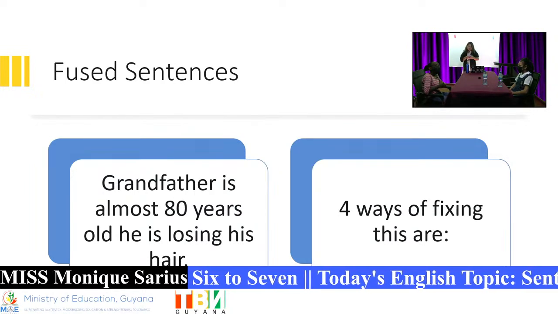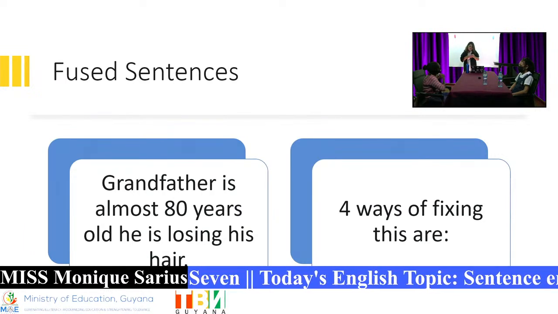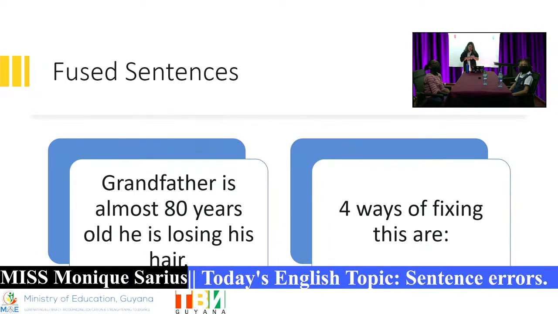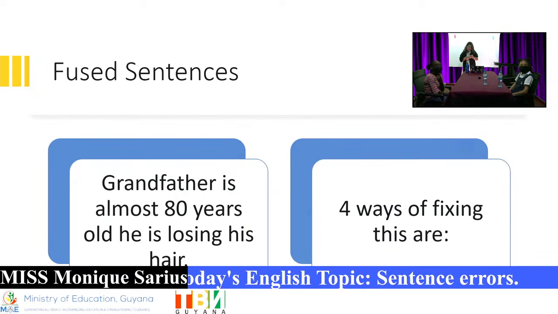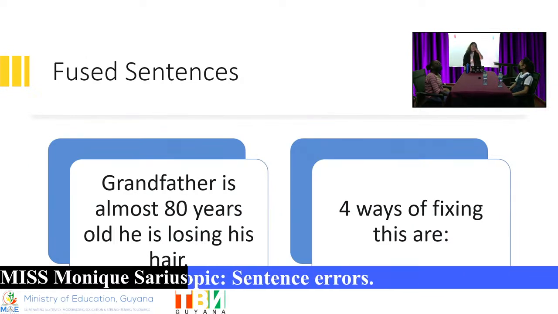Maybe Alicia, you can tell us. You got it just now. A conjunction. So give me a conjunction and we can use it. But he is losing his hair, right? And there's one other way we can fix it. So we use a conjunction and he is losing his hair.